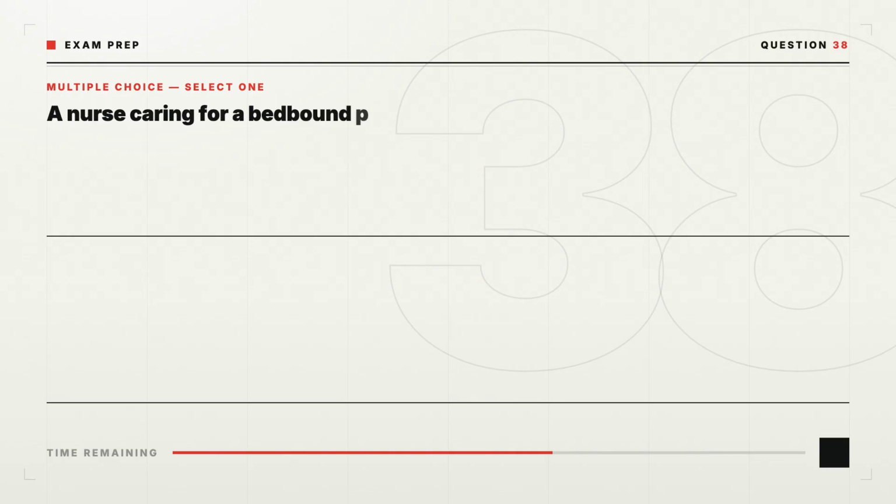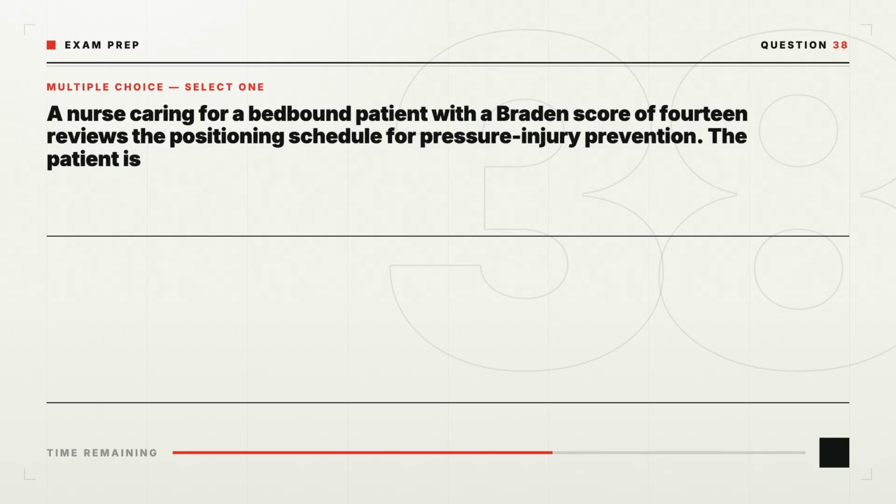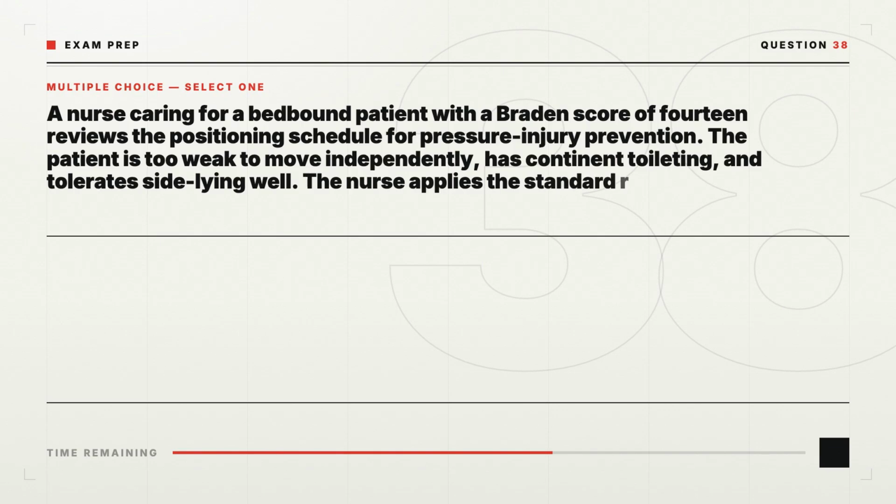Question 38. A nurse caring for a bed-bound patient with a Braden score of 14 reviews the positioning schedule for pressure injury prevention. The patient is too weak to move independently, has continent toileting, and tolerates side-lying well. The nurse applies the standard repositioning interval used in clinical practice.